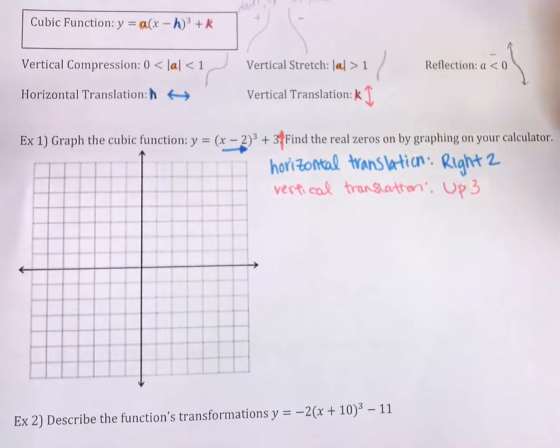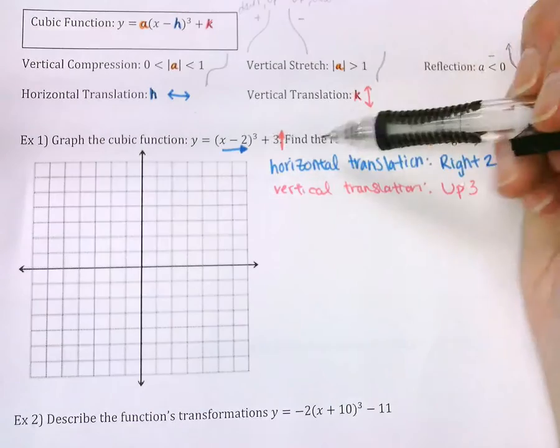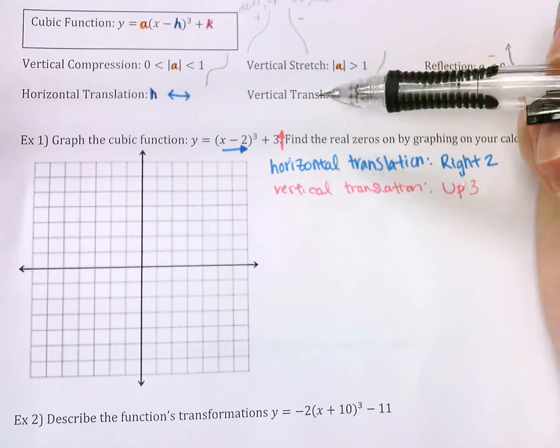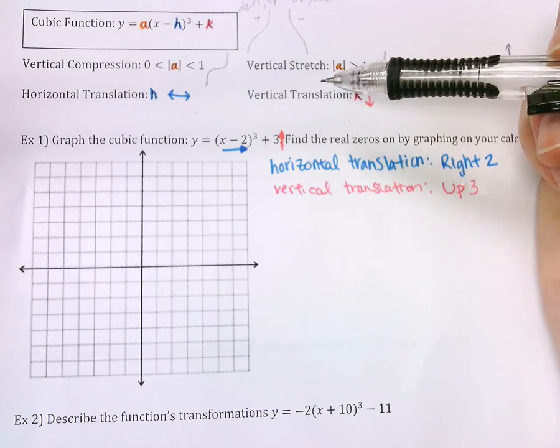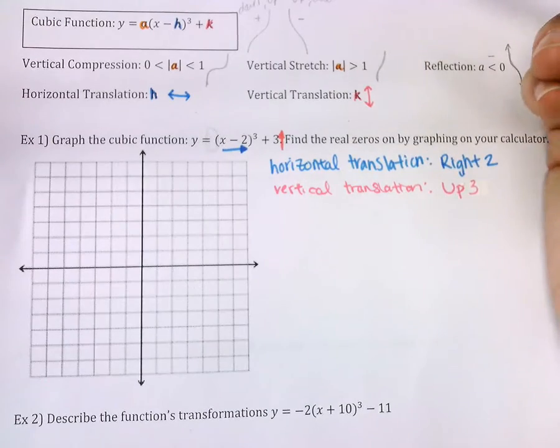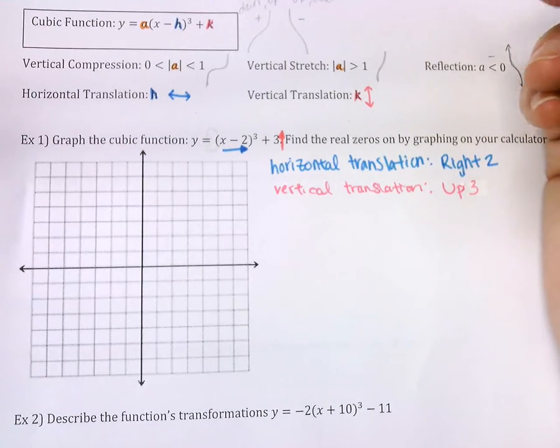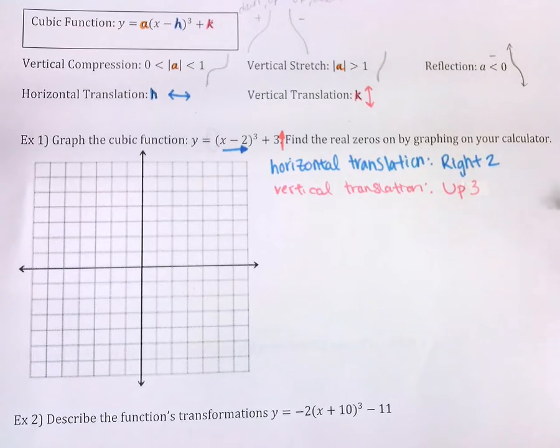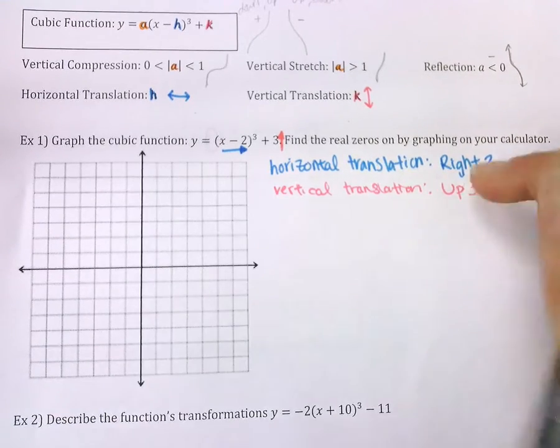Is there anything that would cause this to compress, stretch, or reflect? No. That would be something over here, and we don't have that there. So there's none of that. No compression, no stretch, no reflection. So we've described it. Okay, now we're going to graph it.